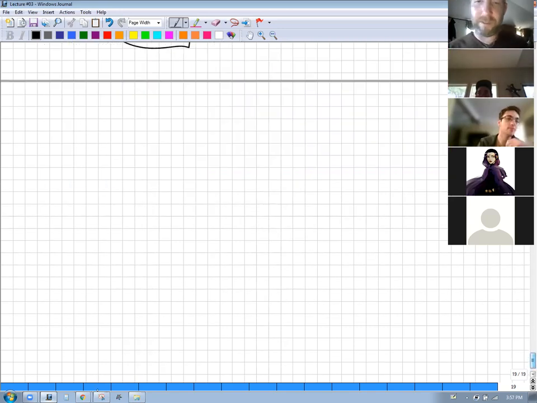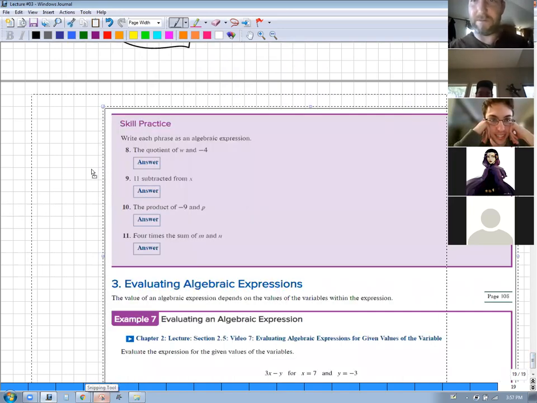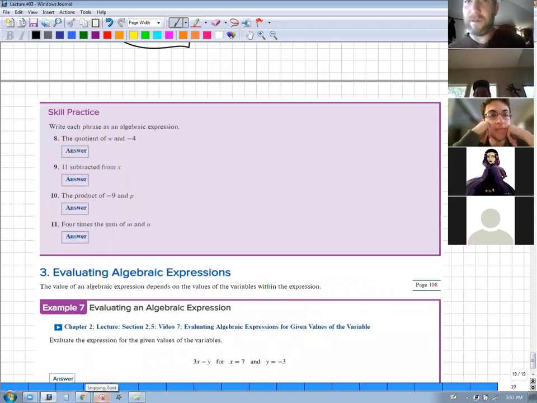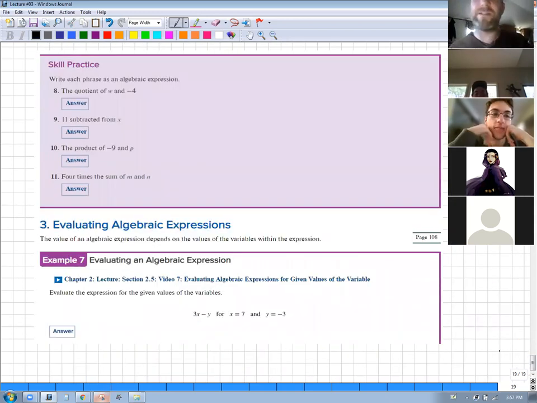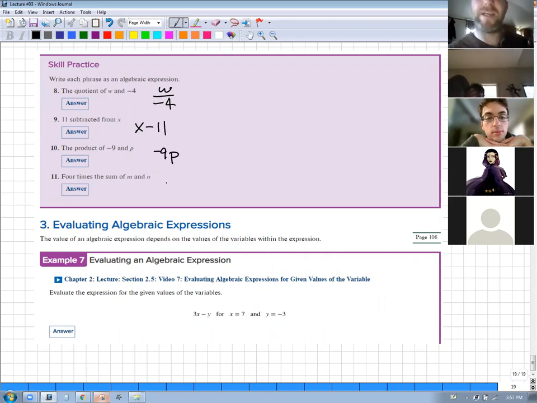Okay, what are we doing? Okay, paste this. There we go. So with each phrase, write each phrase as an algebraic expression. The quotient of W and -4. 11 subtracted from X. The product of -9 and P. 4 times the sum of M and N.